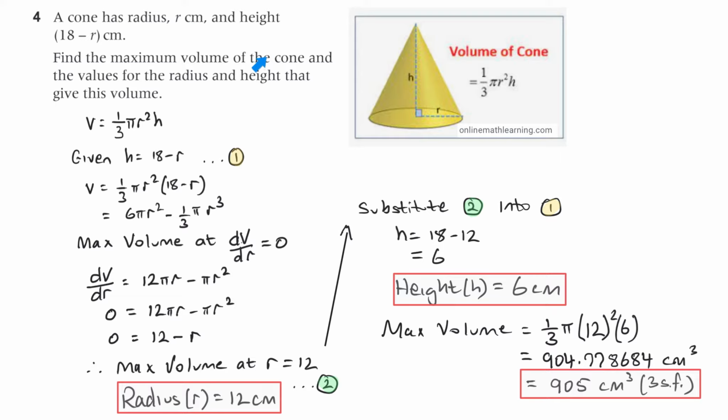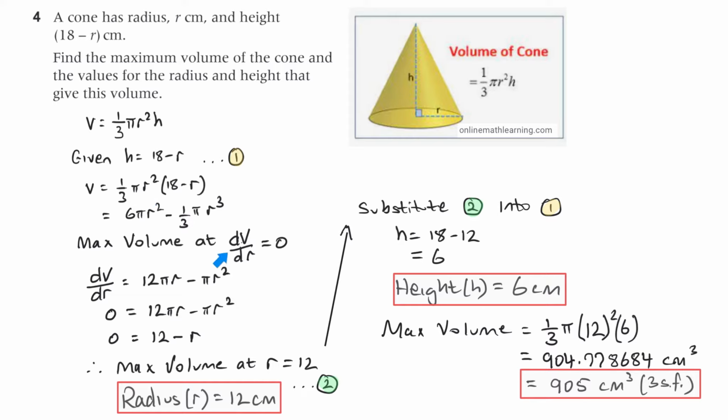4, a cone has radius r centimetres and height 18 minus r centimetres. Find the maximum volume of the cone and the values for the radius and the height that give this volume. That's our formula for the volume of a cone. And when they tell us that h equals 18 minus r, the height is 18 minus r. So we've got the height in terms of r. So we substitute this h into here, and we've got 1/3 pi r squared times 18 minus r. We expand it, and we get that.